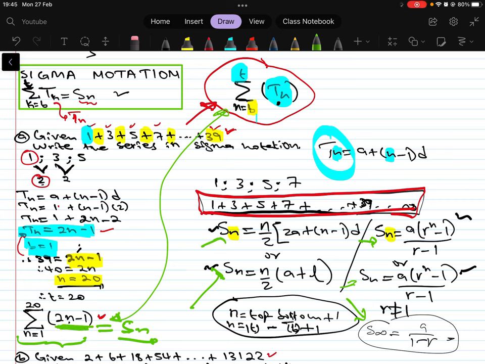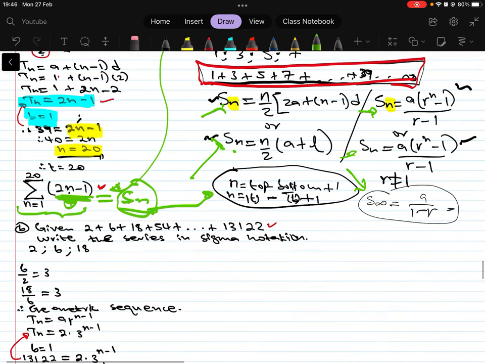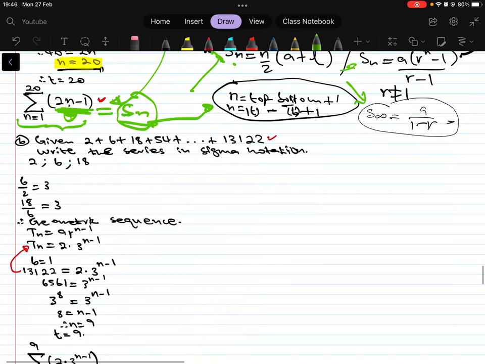If it's an arithmetic one, you need to pick an arithmetic equation. If the formula that you have there is a geometric one, you need to pick a geometric Sn equation. But always remember, in the Sn formula, the n is top minus bottom plus 1. Okay, we're just going to be looking at the second example now.